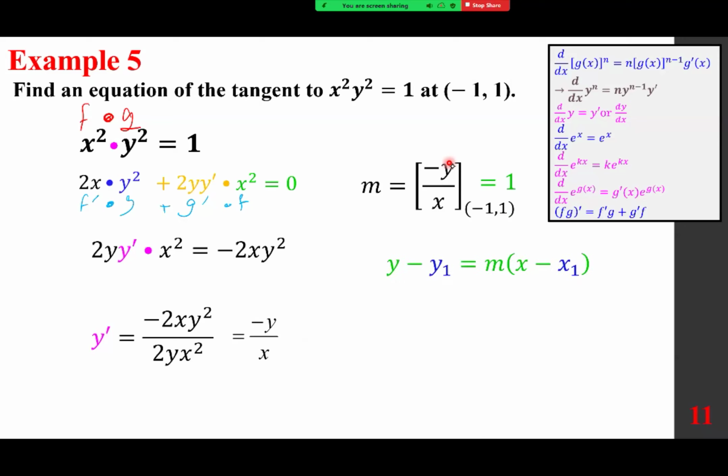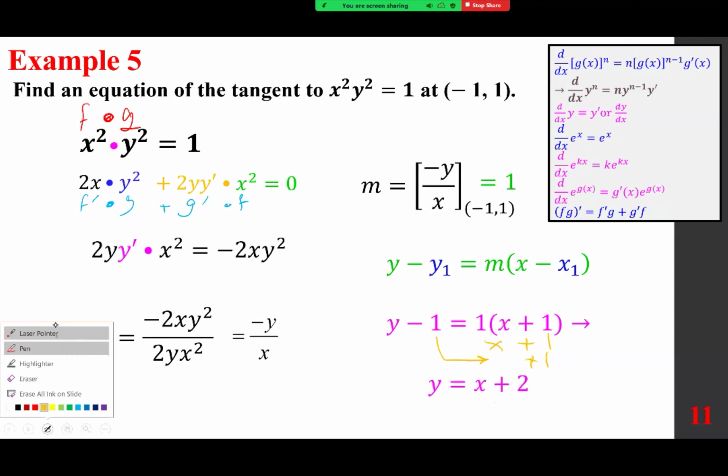y minus y1 equals m times x minus x1. So y minus 1 equals m, which is 1, times x minus x1. x minus minus 1 makes it x plus 1. And so we have x plus 1. We move the negative 1, make it plus 1 again. y equals x plus 2.